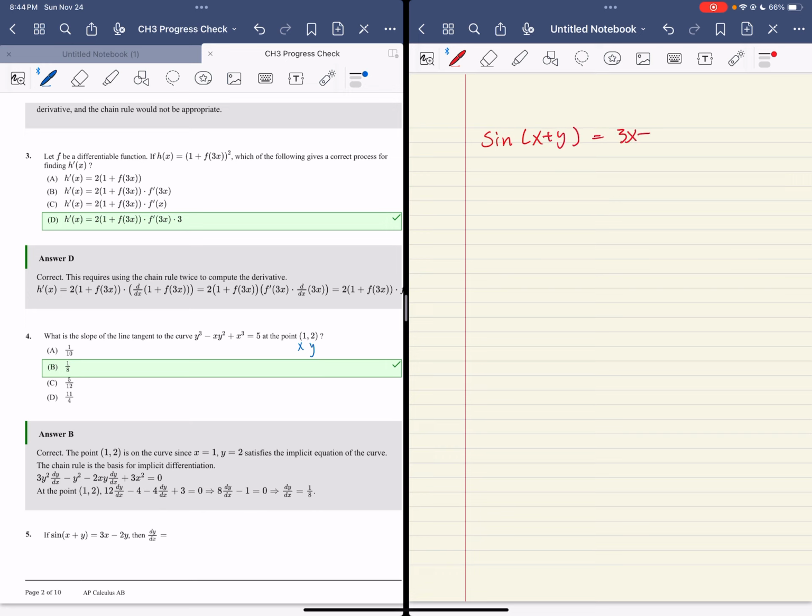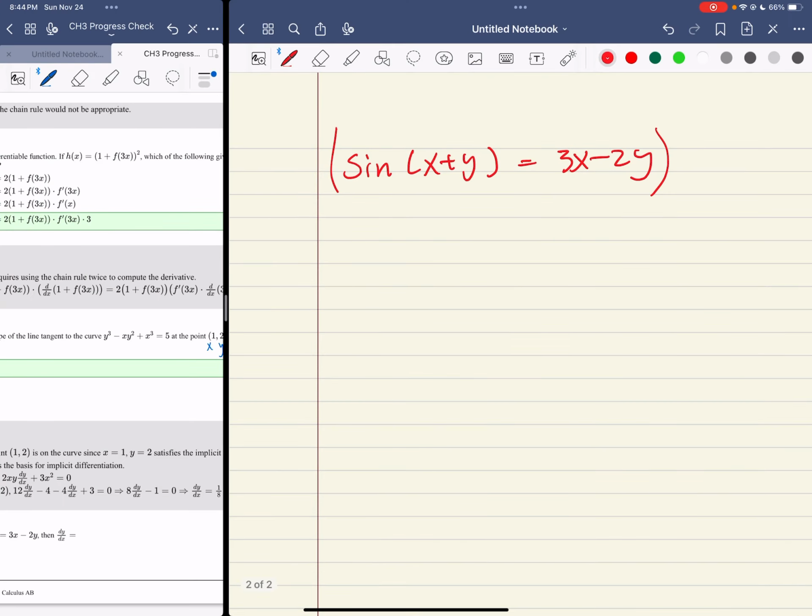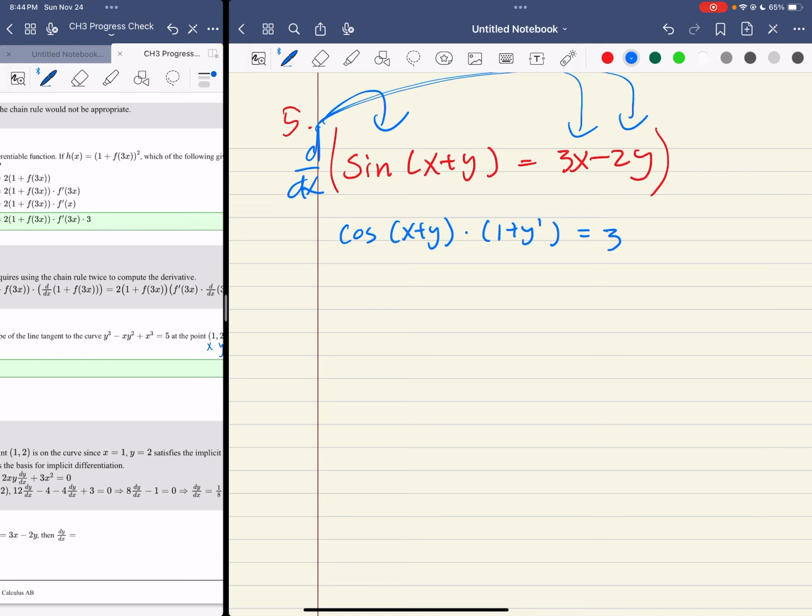Equals 3x minus 2y. And I'm looking for dy dx. Ooh, so let's take a derivative. This is question number 5, by the way. When I do all this in terms of x, the derivative of sine is going to be cosine of x plus y times the derivative of the inside, which is 1 plus y prime, equals the derivative of this, which is 3, and the derivative of this is going to be negative 2 y prime.